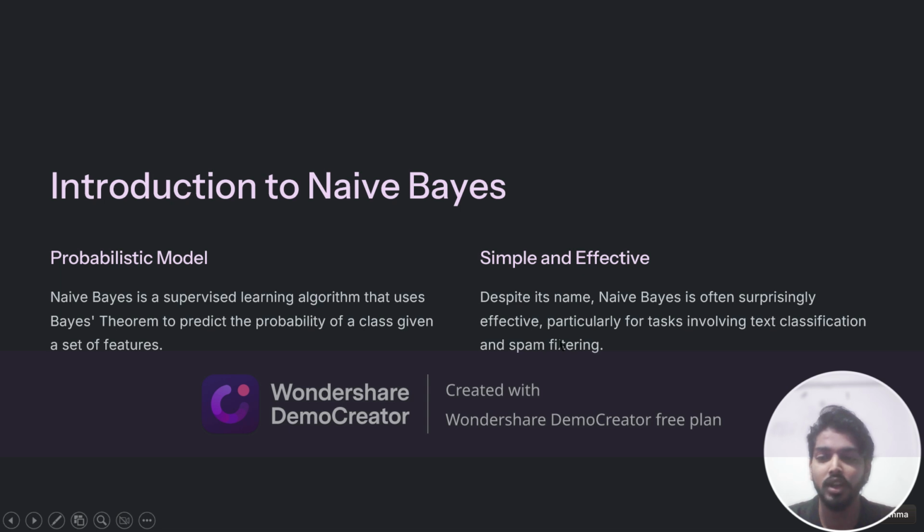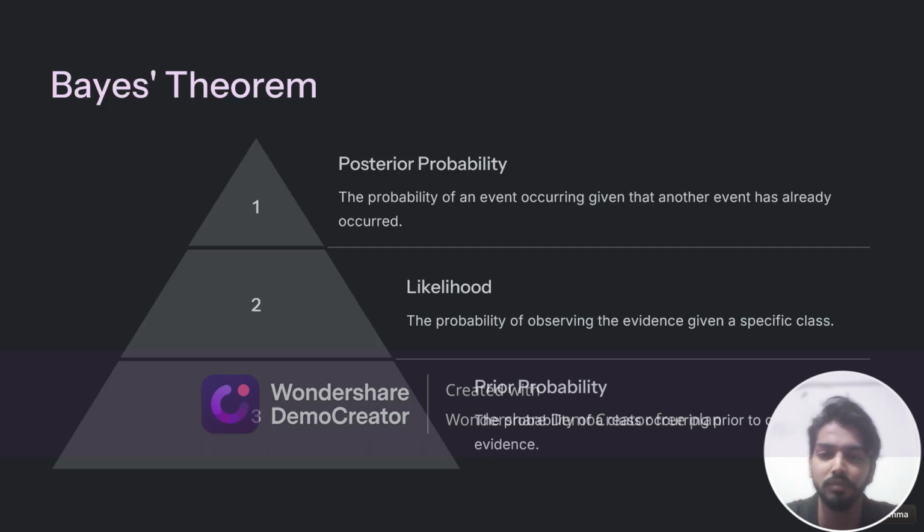Introduction to naive Bayes. Probabilistic method, simple and effective. So let us discuss how it is a probabilistic method. Naive Bayes is a supervised learning algorithm that uses Bayes' theorem to predict the probability of a class given a set of features. It is very simple and effective. Despite its name, naive Bayes is often surprisingly effective, particularly for tasks involving text classification and spam filtering.